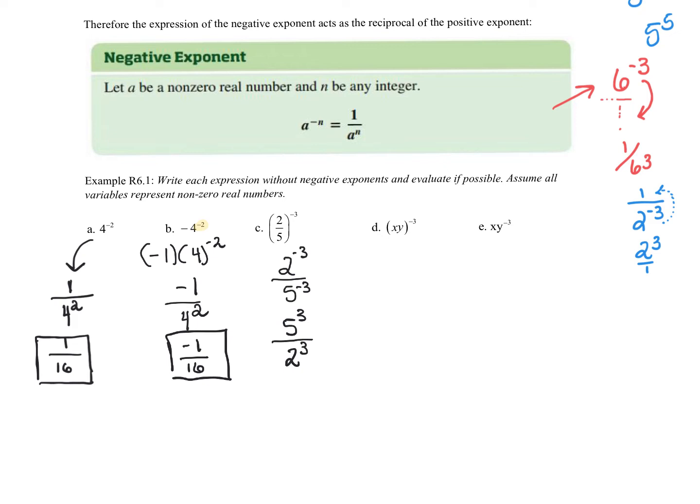5 to the third: 5 times 5 is 25, times 5 more is 125. 2 times 2 is 4, times 2 is 8. So I get 125 over 8.